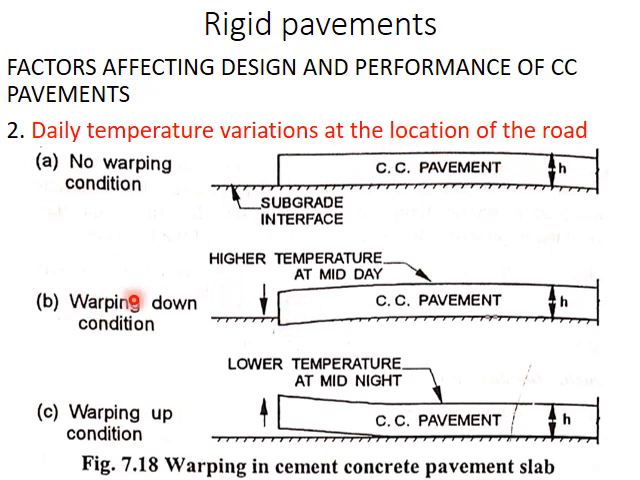So this is warping down condition, that is a condition seen at the daytime, that is the top portion absorbs more temperature, the top portion of the slab expands more than the bottom portion, so the slab bends or warps and the corner portion curls downwards. So the third figure is the nighttime representation, that is the bottom portion expands more when compared to the top portion of the slab, and the slab warps or bends and the corner curls upwards.